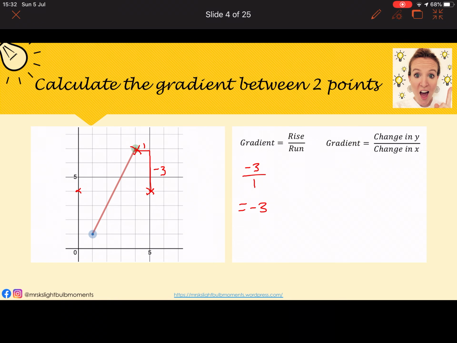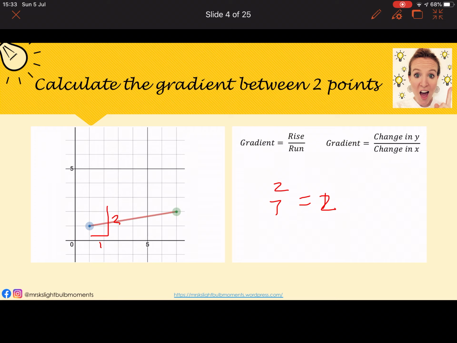Okay, let's try another one. What would we get for this one? What gradient? Okay, so choose your triangle. I'm just going to choose this little one down here. We've got a rise of 2 and a run of 1, so that's 2 over 1, which is 2. A nice gradient of 2 there. A nice positive one. Next one. Have a go at that.